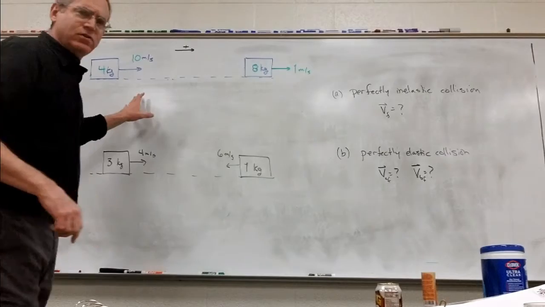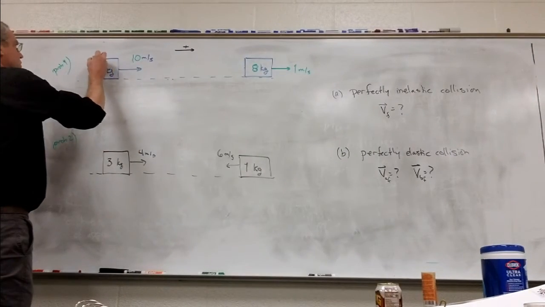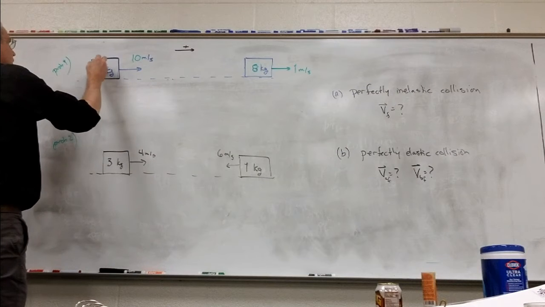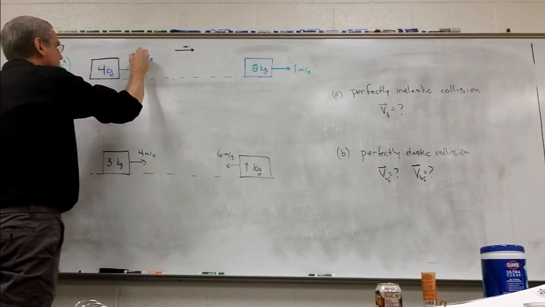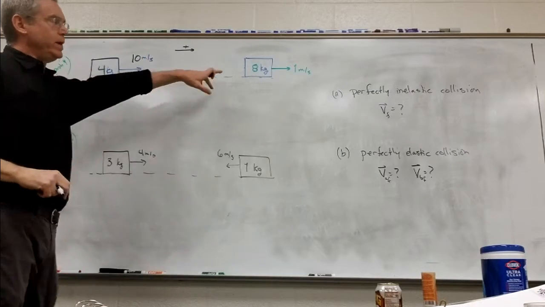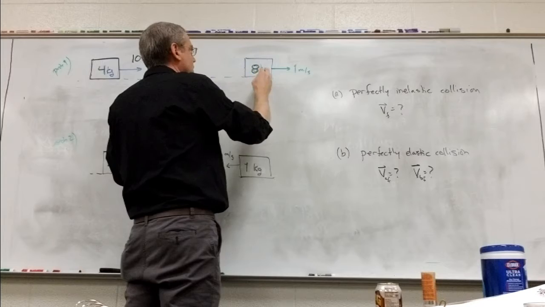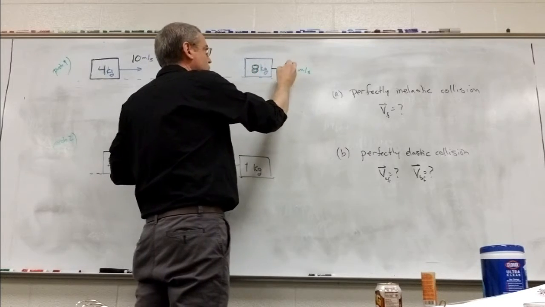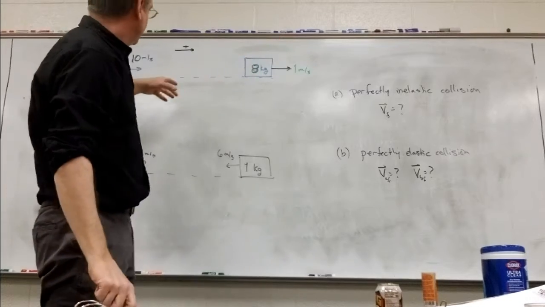But what we have here, just in case it's not showing up particularly well, is a 4 kilogram mass going to the right at 10 meters per second. It is pursuing another vehicle or object over here, which is 8 kilograms going at 1 meter per second, also to the right. So in the first problem, they are both going to the right.